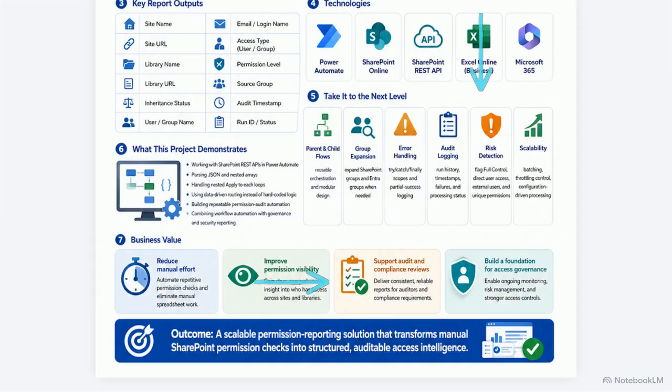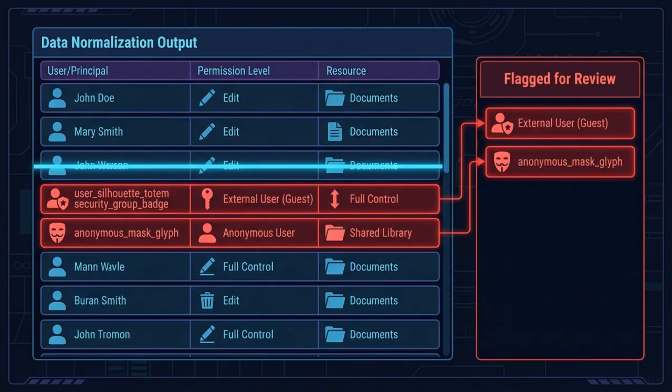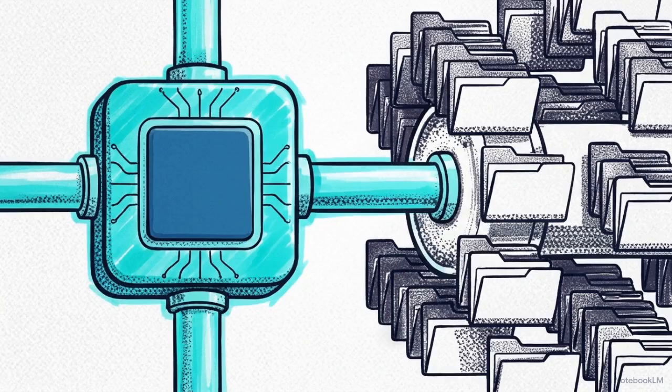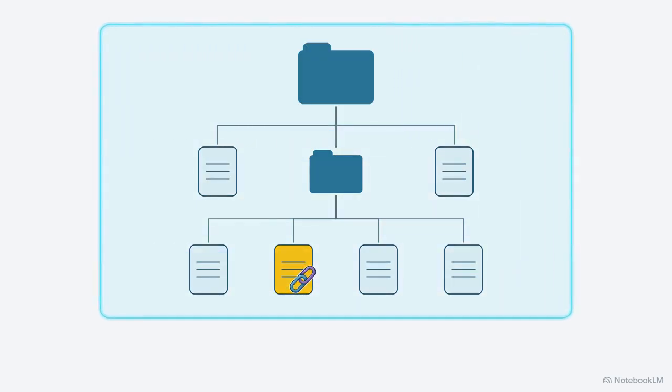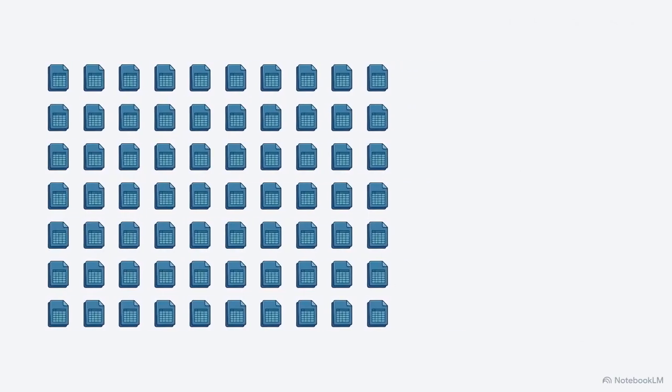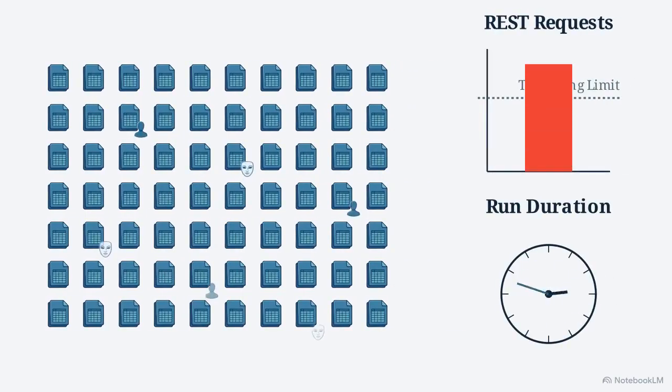With this data highly normalized, we can apply logic-based rules to evaluate access automatically. This allows us to flag external users with full control or identify anonymous sharing links on sensitive libraries. Transparency regarding the system's limits is essential for a credible security posture. A library role assignment report is not a complete effective access report. It may miss conditional access policies or individual file sharing exceptions. The system can be configured to scan at the granular item level, but doing so significantly increases the volume of REST requests and the run duration.